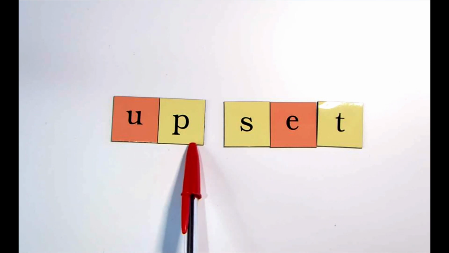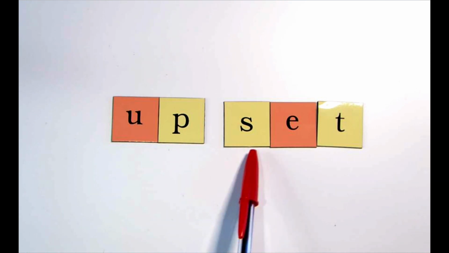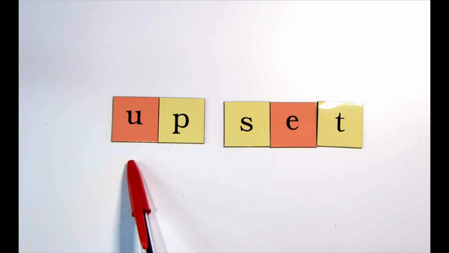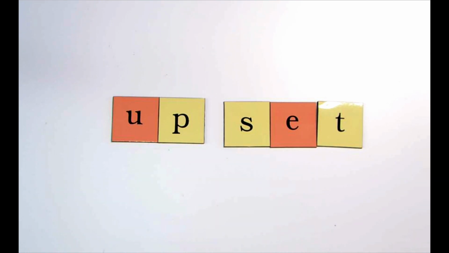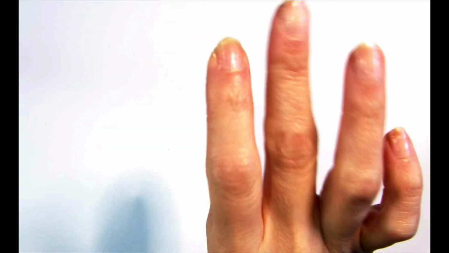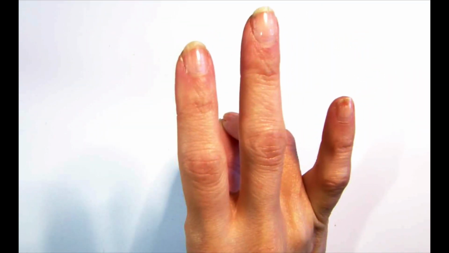Now let's use this word in a sentence. Upset. Miss Gonsalves does not like to be upset. That's a great sentence, don't you think? Now let's build our next word. Our next word is cabin. Cab, in. K-a-b, cab.